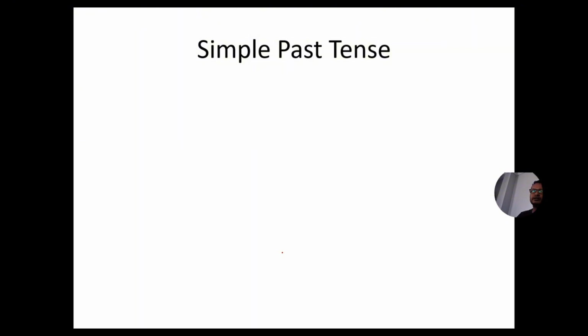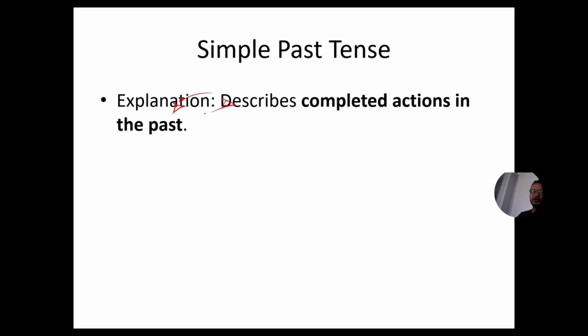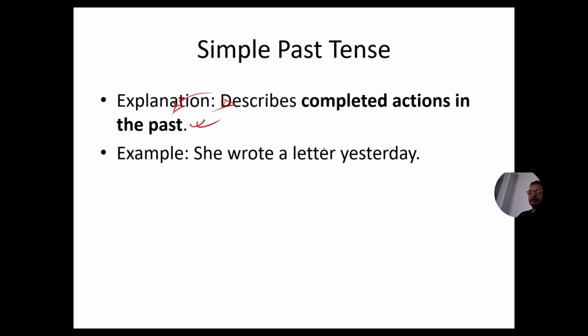And then simple past tense is used to denote those actions which happen in the past and finish in the past, and do not have any significance to the present. For example, it describes a completed action in the past, like she wrote a letter yesterday. So yesterday she wrote a letter and then she finished it, done and dusted.